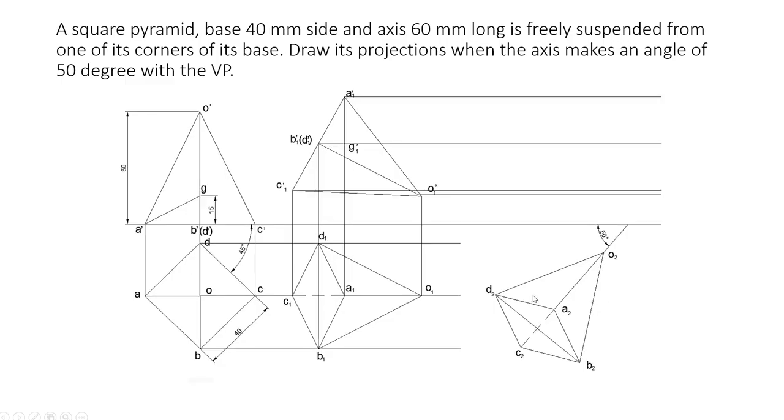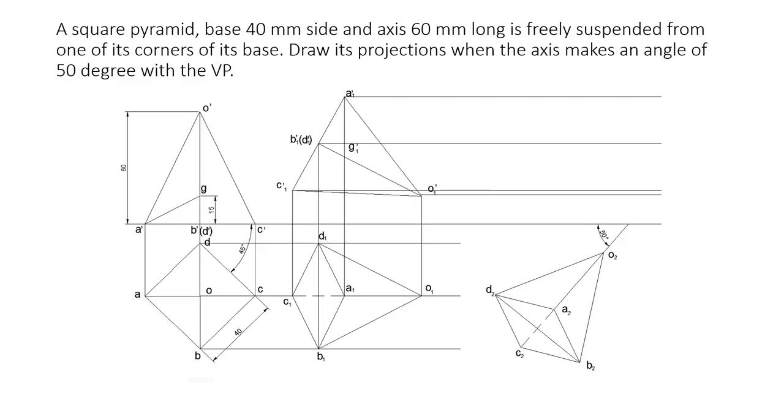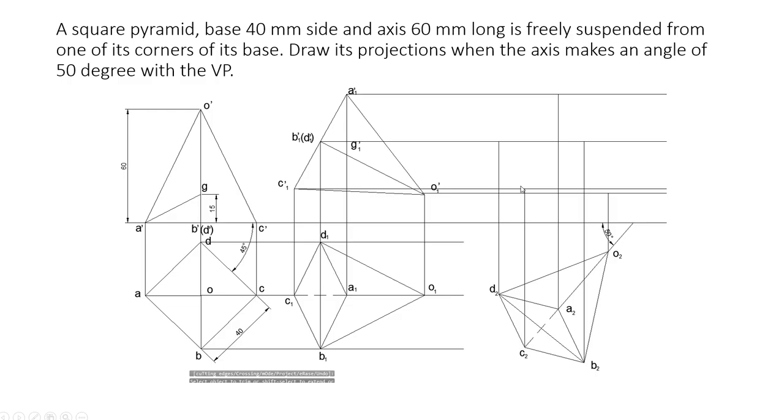Now you want to get the final position of this object. For that, just draw vertical lines like this through all these 5 points. Now draw horizontal lines, projection lines from all these 5 points, A, B, C, D and O.